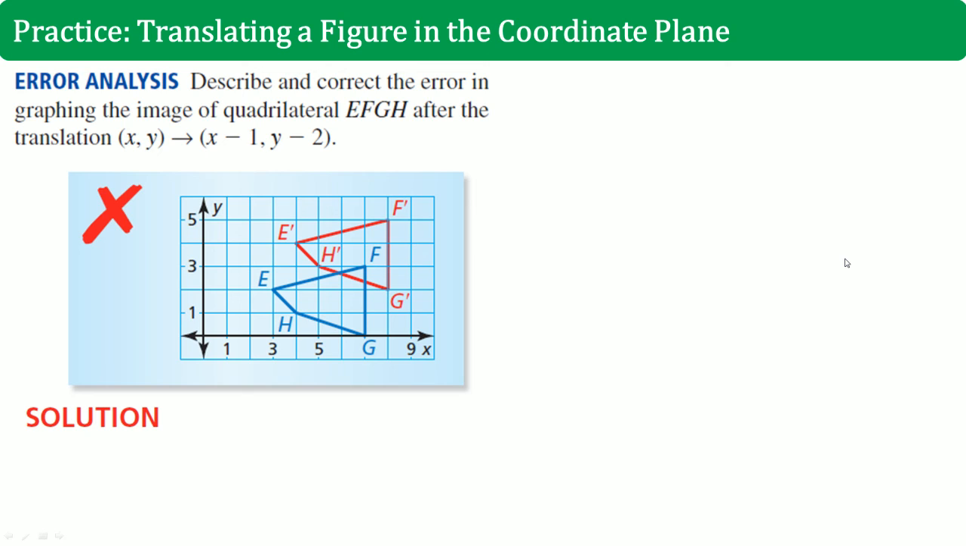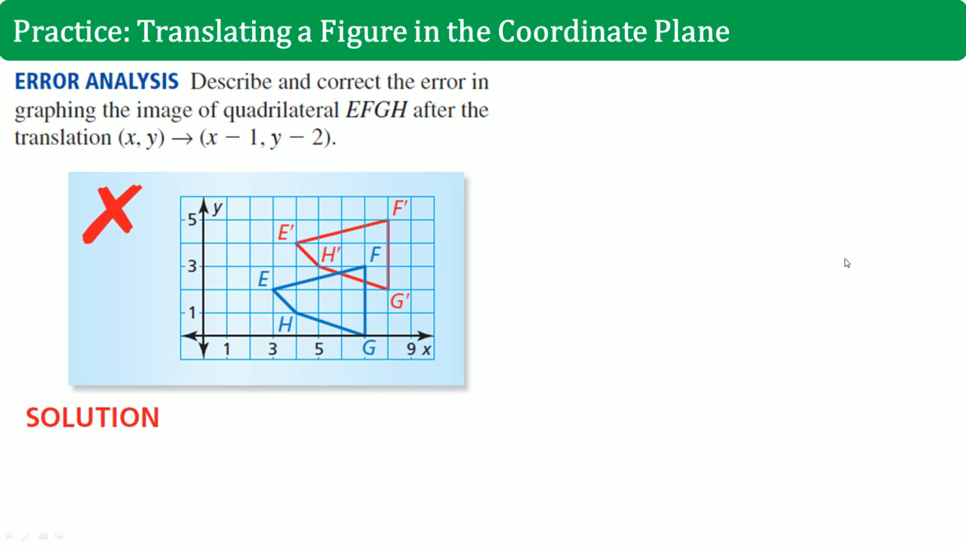Lastly, you're now going to practice translating a figure in the coordinate plane. How? This is going to be an error analysis. You're going to describe and correct the error in graphing this image from EFGH after it does this translation of (x - 1, y - 2). Pause the video if you would like to give this a try.